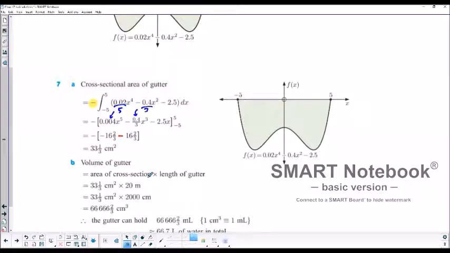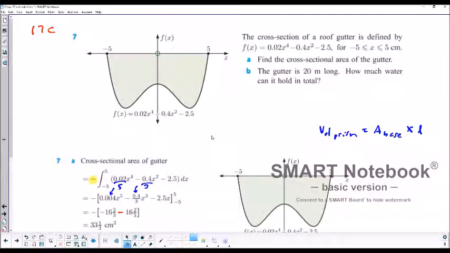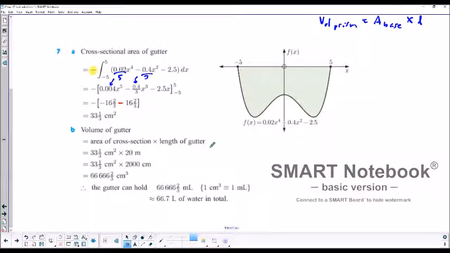And if we want to find now the volume, well, for any sort of volume of a prism, it's just the area of the base multiplied by the length. And the area of the base, so this is the base, that cross-sectional area that we're just talking about. And then we multiply by the length, and the length they're saying is 20 meters. So we'll see how much water that can hold. And so there's the area of the cross section multiplied by the length of the gutter. So here's the area of the base, which I was mentioning before, and the length.